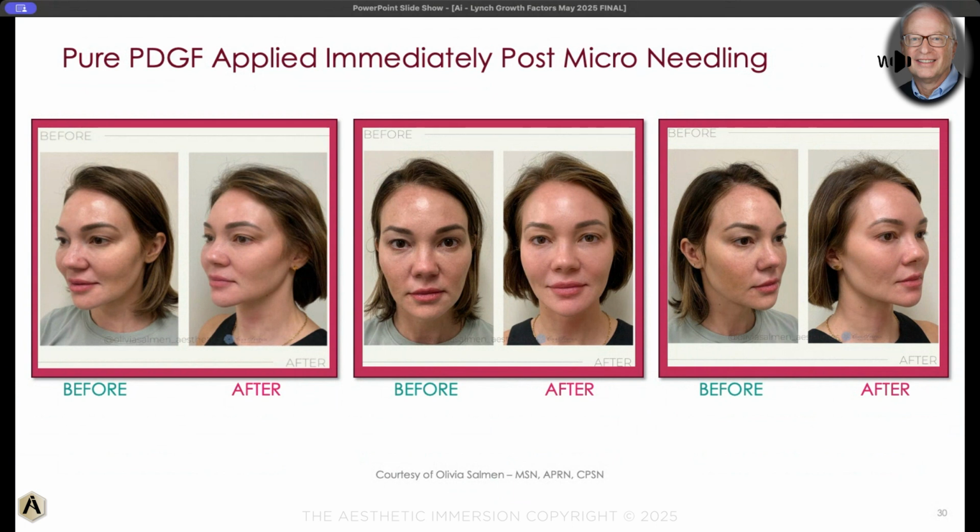Okay, another case, PDGF applied immediately post-microneedling. I think, again, you guys can assess that far better than I can, but you can see the before and afters from the different views. Next.